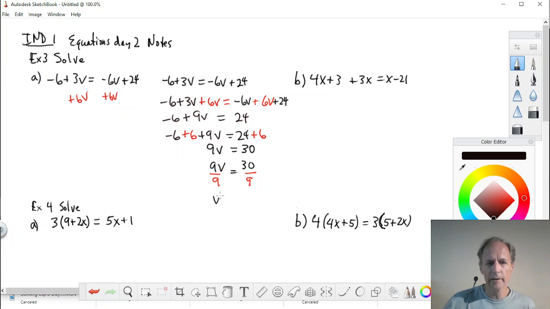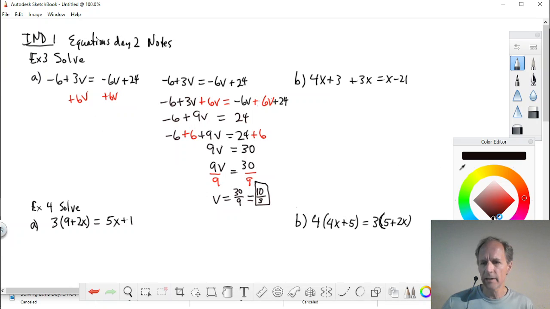Over here we have v equals 30 over 9. Now you can reduce that, right? Because 3 goes into 30, 3 also goes into 9. So 30 divided by 3 is 10, 9 divided by 3 is 3. So that's the answer. 10/3.